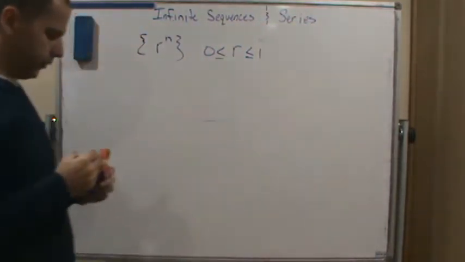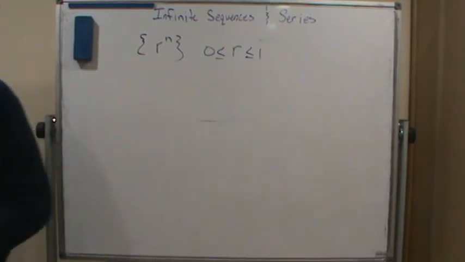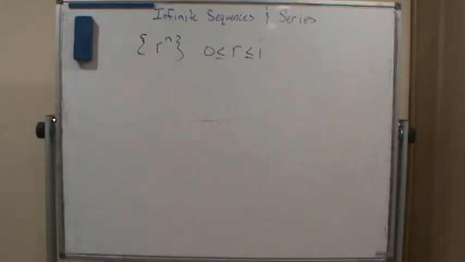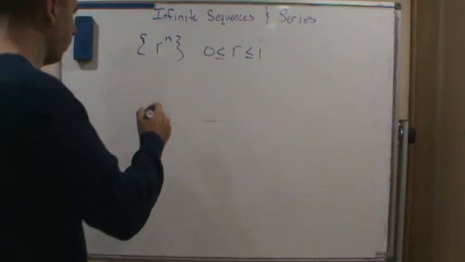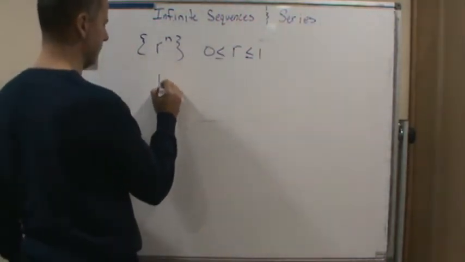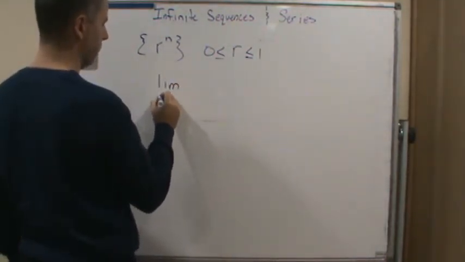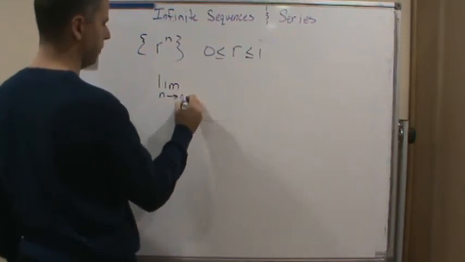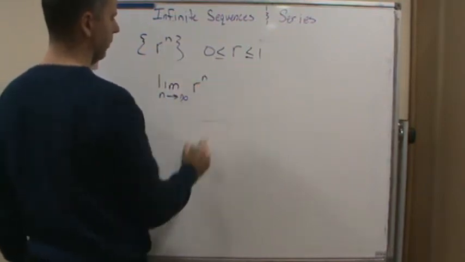Now we're going to apply what we learned in the last video to evaluate the limit of this sequence. We can use the theorem from the last video to evaluate it. So what's the limit as n approaches infinity of r sub n?